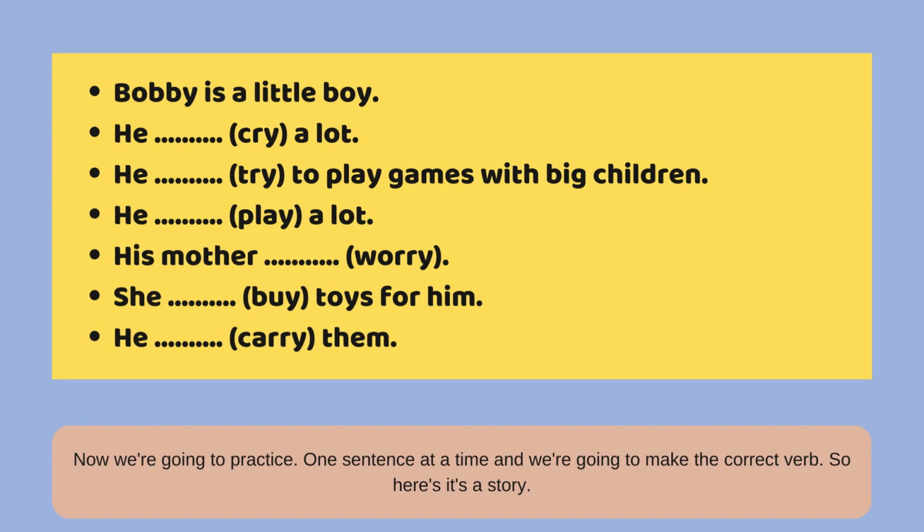Now we're going to practice. One sentence at a time, and we're going to make the correct verb. So here it's a story. Bobby is a little boy. He, a lot. He, to play games with big children. He, a lot. His mother. She, toys for him. He, them.